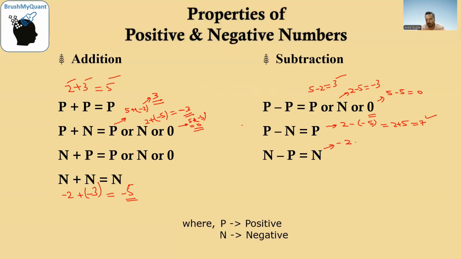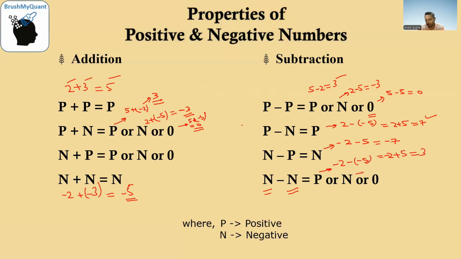So -2 minus 5 will become -7, which is a negative number. Negative minus negative can be a positive, can be a negative, or can be 0. So when will it be positive? If we have -2 minus -5, when the absolute value of this negative number is greater than the absolute value of this negative number, then it will become positive. So this will become -2 plus 5, which is equal to 3.